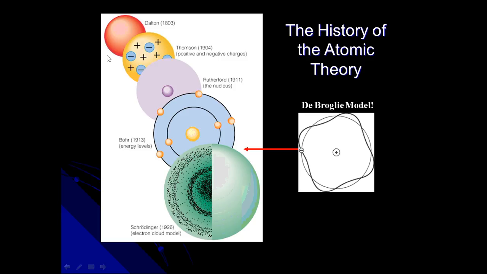But we're going to start way before Dalton, in ancient Greek times, with who's considered the first philosopher of chemistry and of the atom. And then we're going to slowly make our way to Schrodinger. This video will only cover through Dalton, so from Democritus to Dalton. And then I'll do other videos to get us through all of these models.